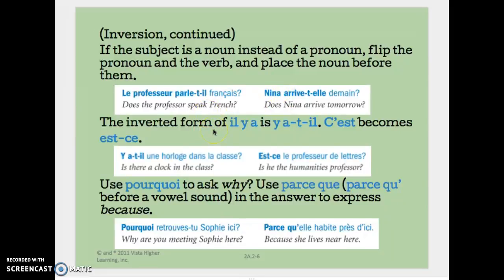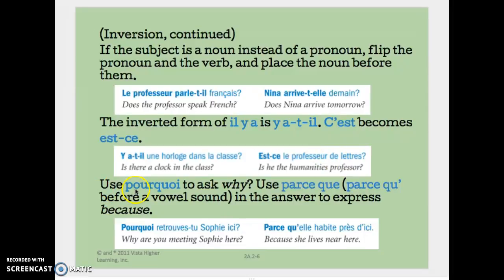Il y a is something that comes into this because it's got kind of a goofy inversion. The inverted form of il y a is pronounced "y a-t-il," and c'est, which you've known for a while, that inversion becomes est-ce, is how it's pronounced. So, y a-t-il une horloge dans la classe? Is there a clock in the class? Est-ce le professeur de lettres? Is this the humanities teacher?